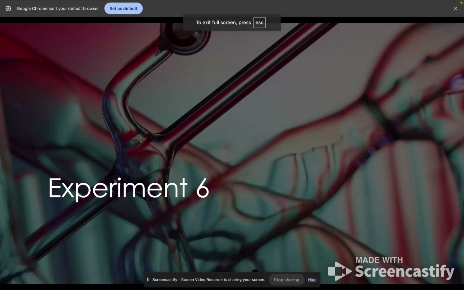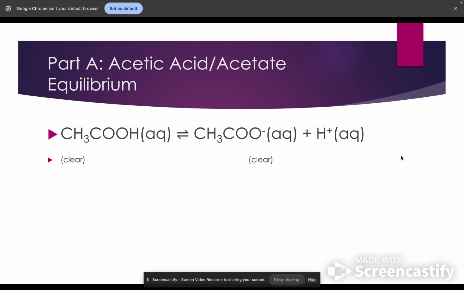So today I'm going to be talking about experiment 6. Part A focuses on acetic acid and acetate. The acetic acid was clear and the acetate was also clear.